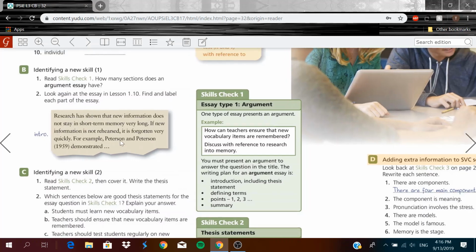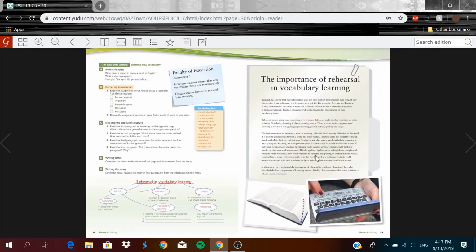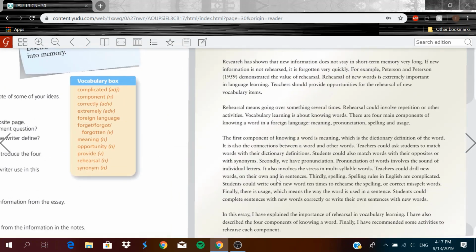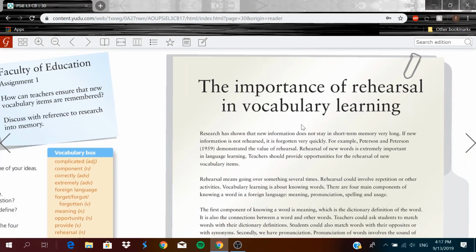I say don't do this right now, so basically I'm going to just let you know how to do it, so you can do it later. So what you're going to do is, obviously, you know each section now, so we have introduction, thesis statement, defining terms, and points, and explanation. So you'll go back to this page right here, so the original essay. Where is the introduction? So I'd say the introduction is from research to is extremely important in language learning. It's still here, right? So that's the introduction.